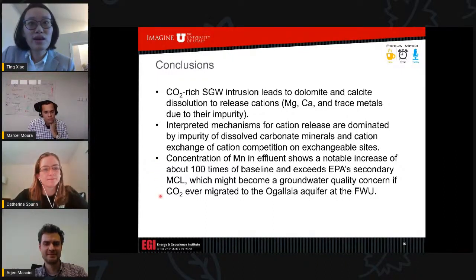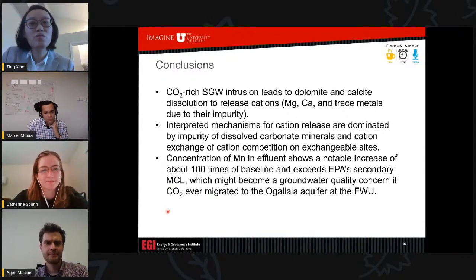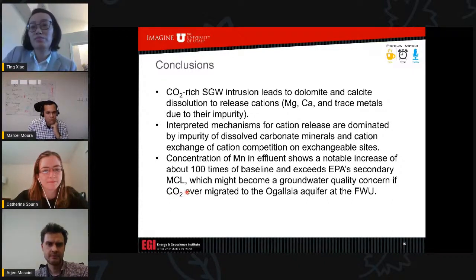To be noticed, the concentration of manganese in effluent shows a notable increase of about 100 times of baseline and exceeds the Environmental Protection Agency's secondary maximum contaminant level, which might become a groundwater quality concern if there's any CO2 leakage into the Ogallala aquifer.